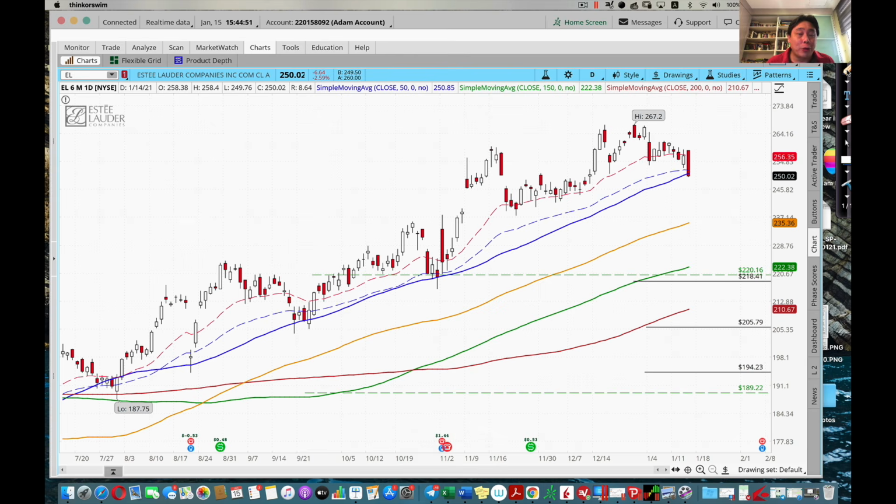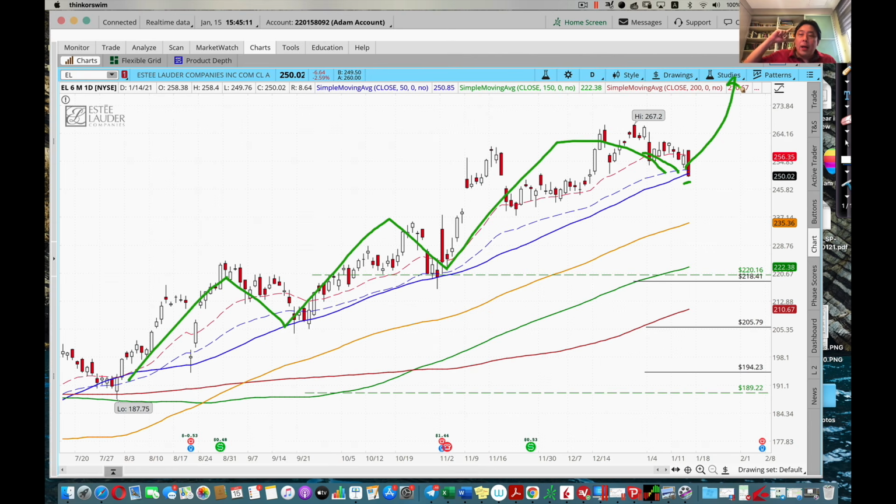Here's a quick example. Over here you see this stock, Estee Lauder, ticker symbol EL, and you can see that it's on an uptrend, right? Wave up, wave down, wave up, wave down, wave up, wave down, and it looks like it is hitting this support and it could be going up.